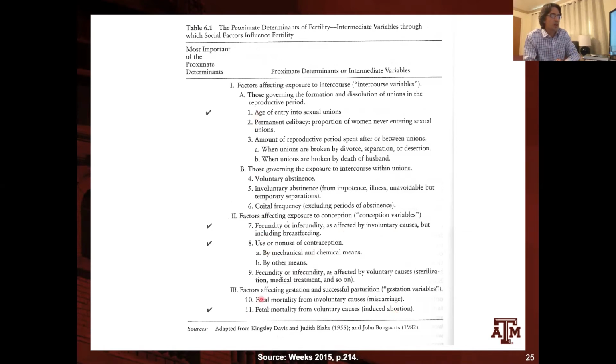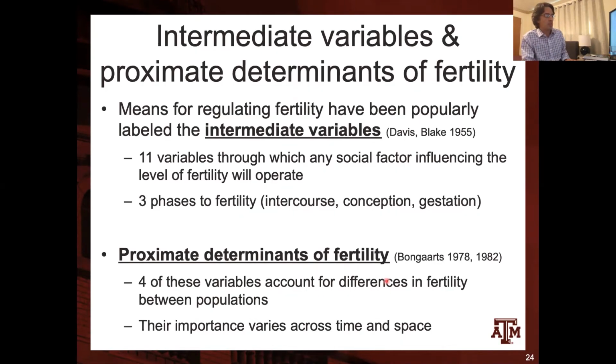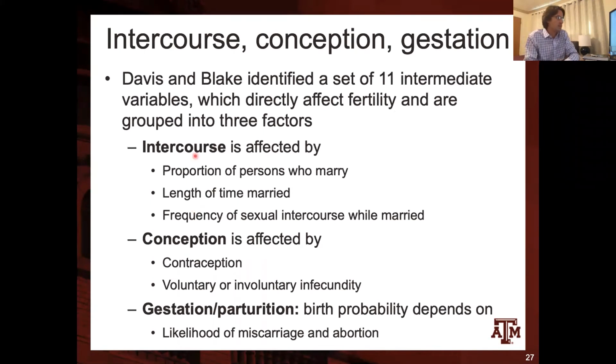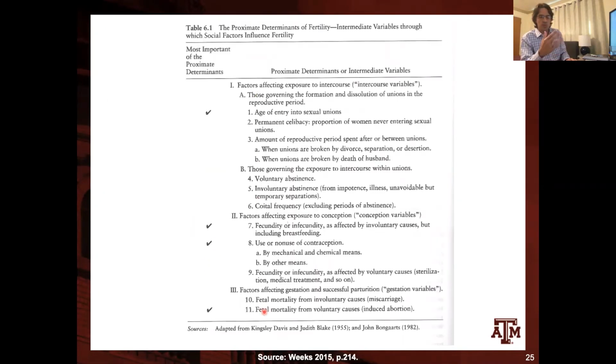So these 4 variables are the main variables that John Bongers mentioned as being the ones that account for most of the difference of fertility between populations. Their importance may vary across time and space, but these are the 4 variables. So the intermediate variables proposed by Davis and Blake, the idea is that behavior and biological variables are directly influencing fertility. And other social, economic, cultural, environmental factors influence fertility through these intermediate variables. And as I said, we have the 3 groups: intercourse, conception, and gestation phases of fertility. And these 11 variables are included within each one of these groups. So this slide here is just a summary of this table here, but it's pretty much the same idea.